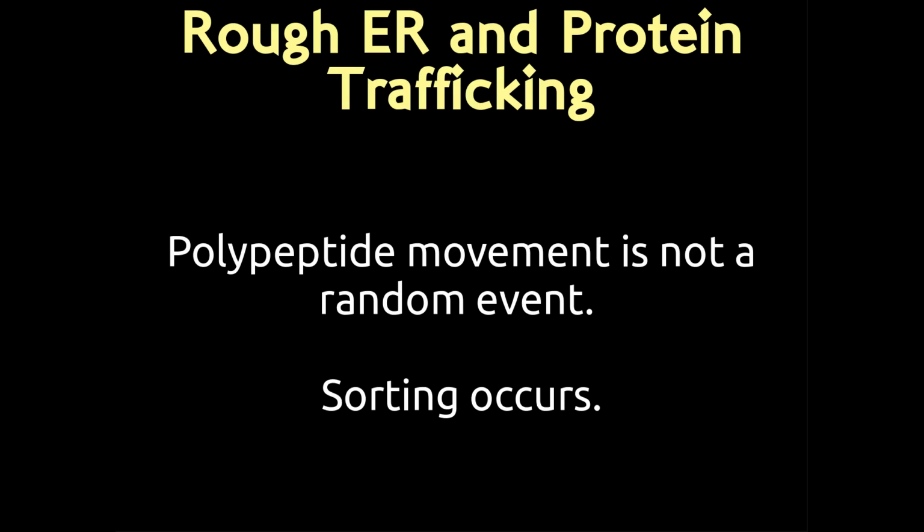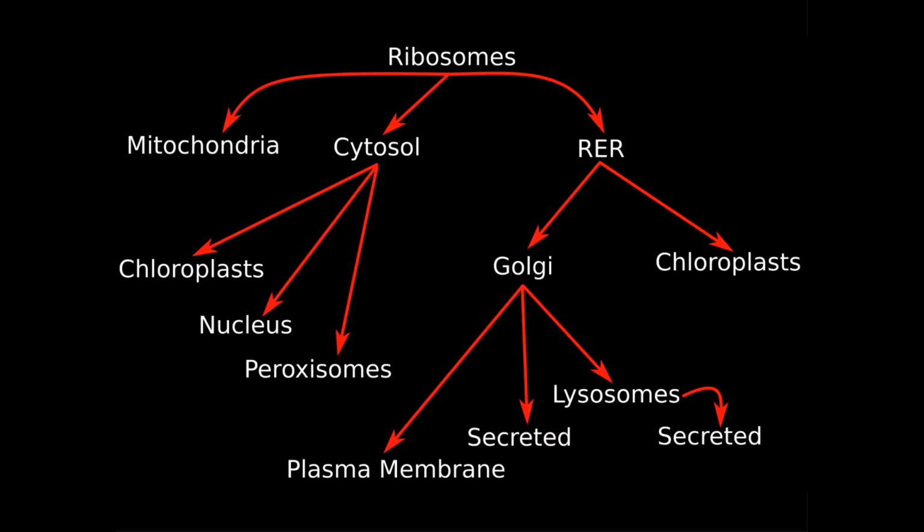Now, polypeptide movement is not a random event. Somewhere along this chain, some sorting is going to occur. Polypeptides are going to go to different places in the cell, and let's talk a little bit about how that can happen. This gives you a rough overall idea of how this can happen.